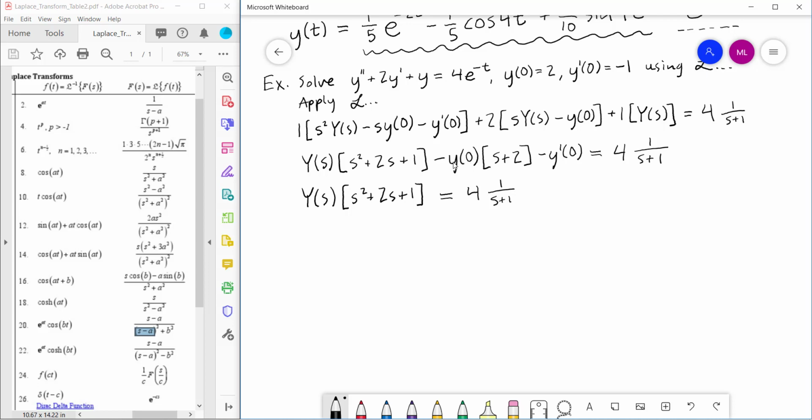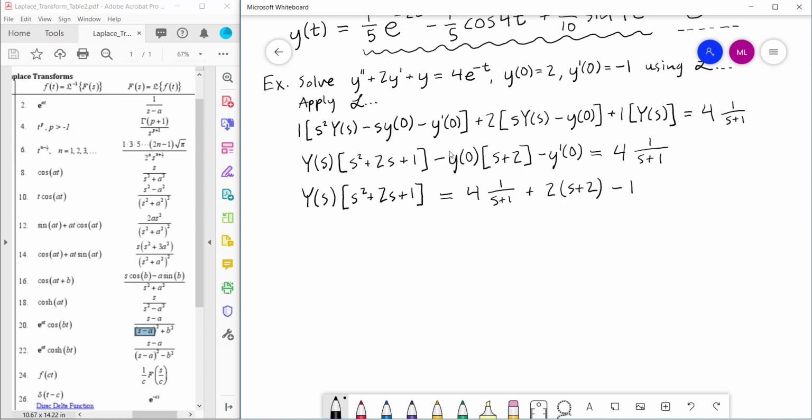Moving this term over to the other side, I have to add y of 0. y of 0 is 2, so add y of 0 times this. So plus 2 times s plus 2. So this became a 2, we moved it over to the other side, and it became positive. Same thing here, add this over to the other side. We'll just have plus that constant. What is that constant? It is a negative 1. So let's just write it as minus 1.